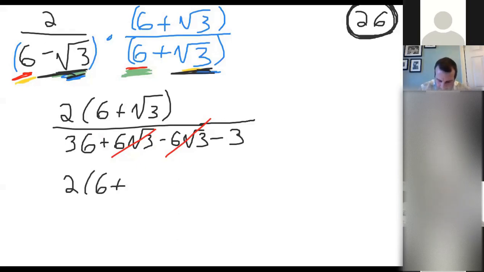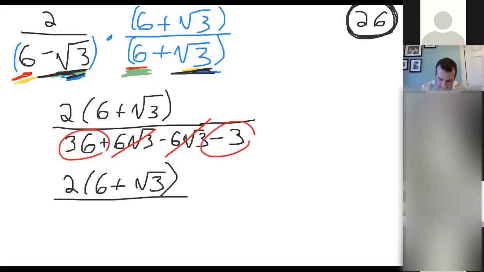2 times 6 plus square root of 3. I'll look at it at the end and see if I want to distribute. Look at my denominator. 36 minus 3, that's 33. And that's your answer right there. I think you could leave it just like that.